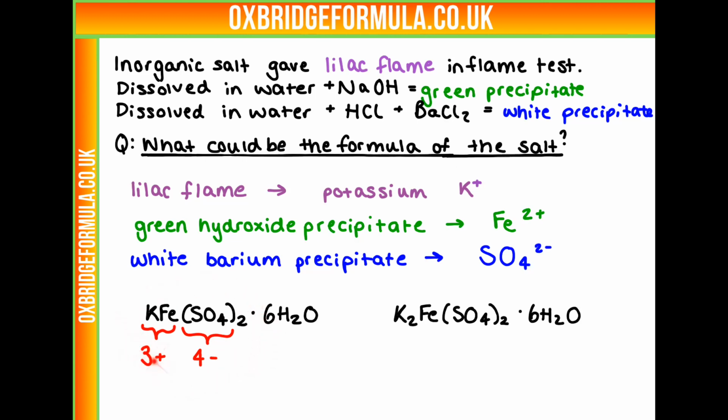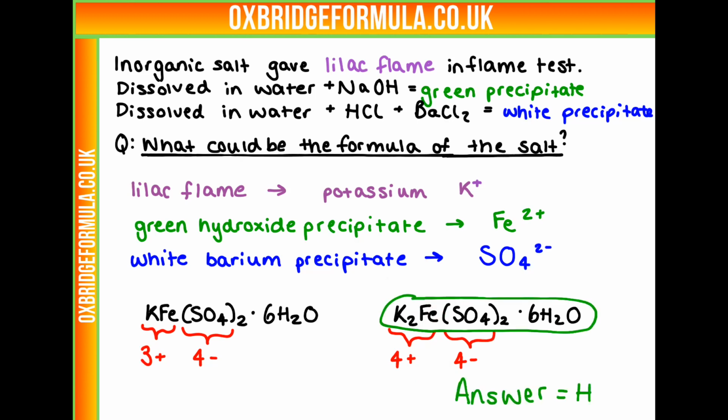We're looking for a net charge of 0, so this is probably not going to be our salt, but let's just check to see if this one is correct. We're going to have an overall +4 here from our two potassiums and our one iron, and then a 4- for our sulfates. And if we add these together, we get a net charge of 0. So this is the salt we're looking for. This is our correct answer, which leads us to a final answer of H.